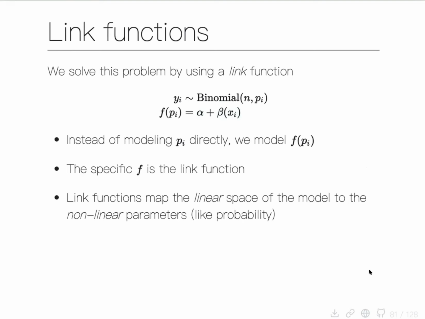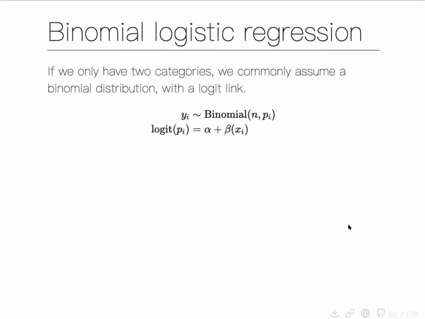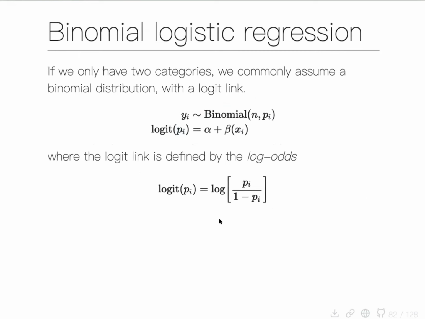So link functions map the linear space, because this is completely linear, to the nonlinear space of probability. Log and logit are probably the most common links. So when we're doing binomial logistic regression, we use a logit link. And so our model looks like this. Again, instead of modeling p directly, we are modeling the logit of p. The logit of p is actually defined this way, where p is still the probability, so it's p divided by 1 minus p, and then we take the log of that. So this part inside of here is an odds ratio. And because we take the log of that, we are now modeling the log odds rather than probability.